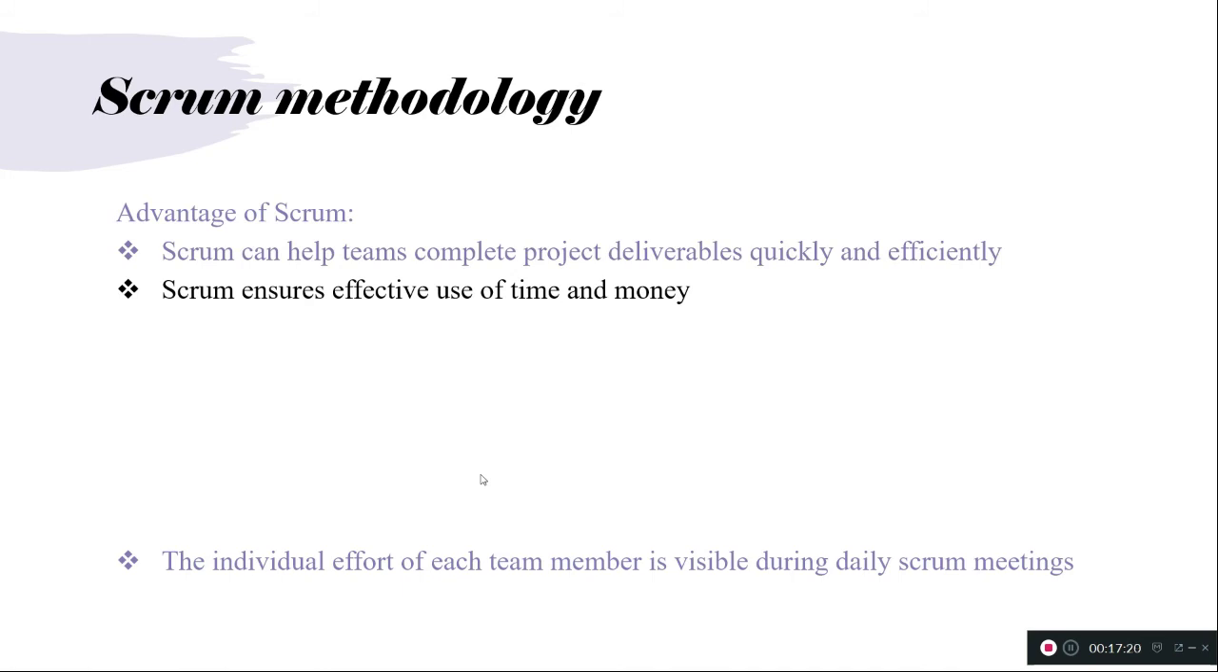Scrum ensures effective usage of time and money. For example, if you are developing a feature for 6 months and you make a change that requires a 50% change in the requirement, we will need to rework the time, the schedule, the cost, and the effort. So we will be saving this, actually.